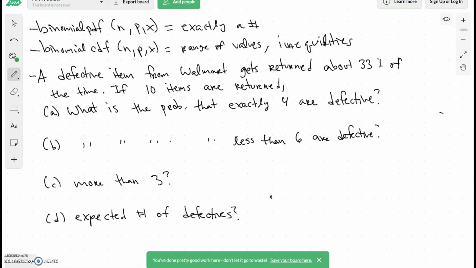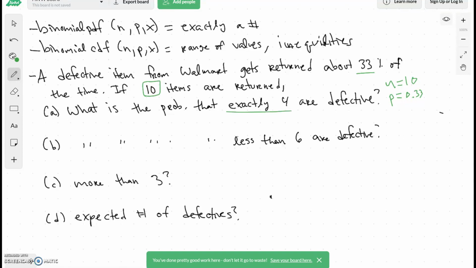So the first problem is, what is the probability that exactly 4 items are defective? We know that this is binomial because remember that binomial has to have 2 outcomes, a success or a failure. In this case, we would either have a defective item or not a defective item. We also have to have the number of trials n, which is 10. And we also need the probability of success. Our success is getting a defective item, which is 0.33.